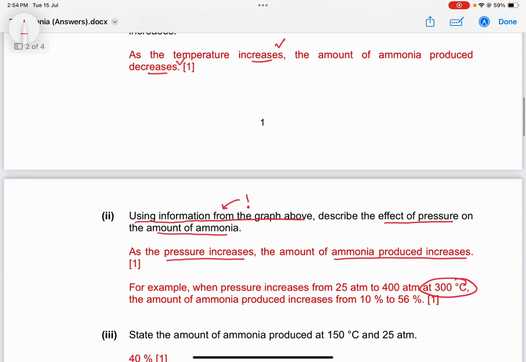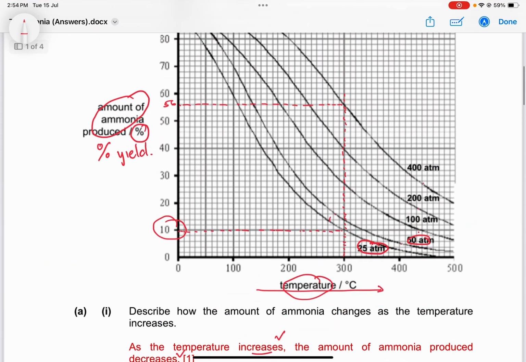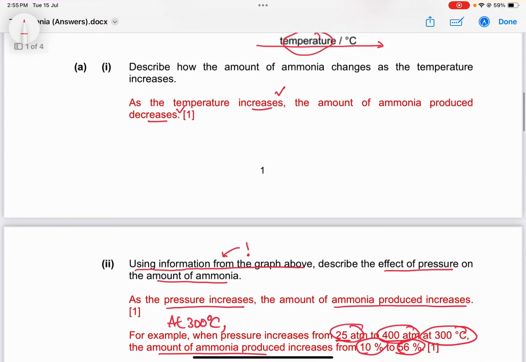So how they go about it is, for example, I will normally write at 300 degrees at the start, when the pressure increases from 25 to 400 atm, so you need to quote the values. The amount of ammonia produced increases from 10% to 56%. So you realize it tallies with the value here. Now, must I use 300 degrees? Answer is no. I can use 200 as well. I can use 100 as well. But as you use 200 or 100, the value of the amount of ammonia produced, the percentage, will actually change accordingly as well. So just take note.